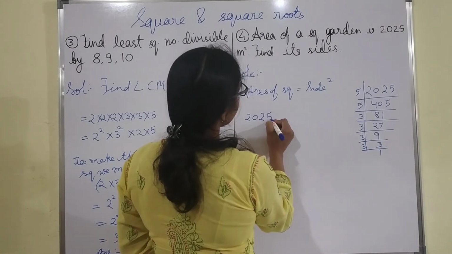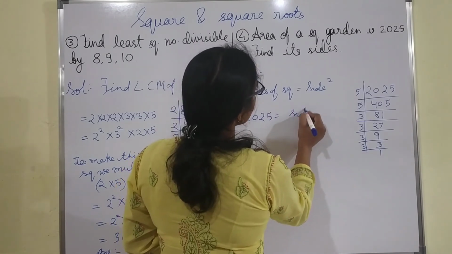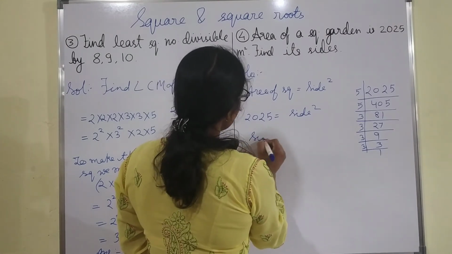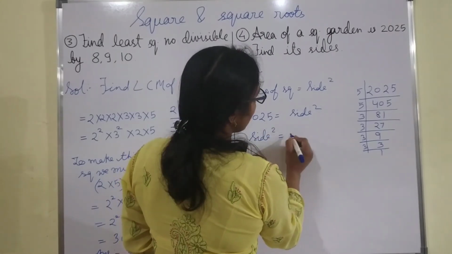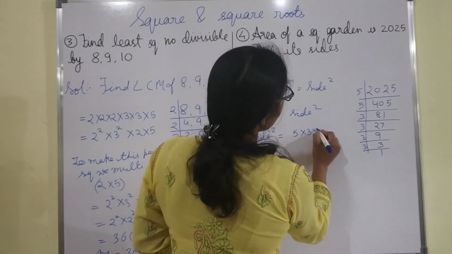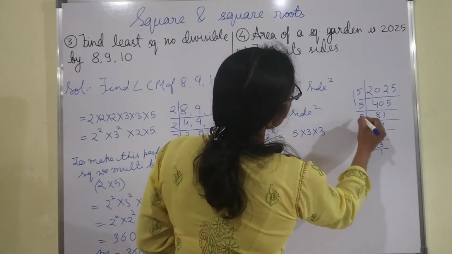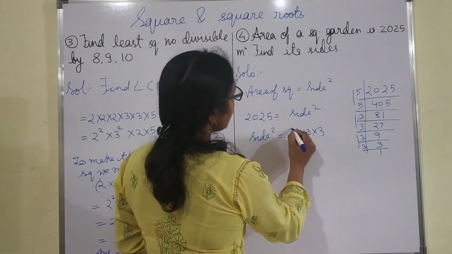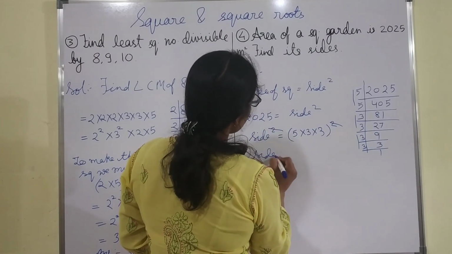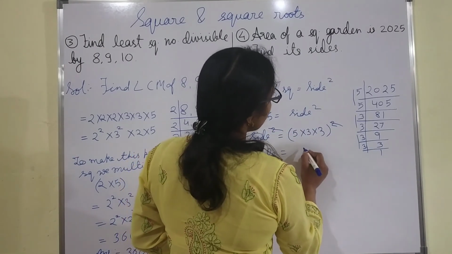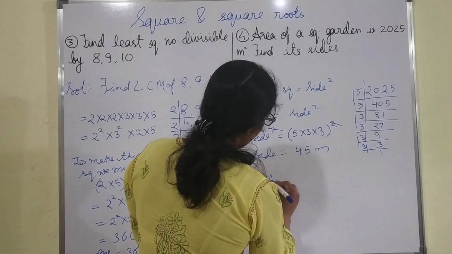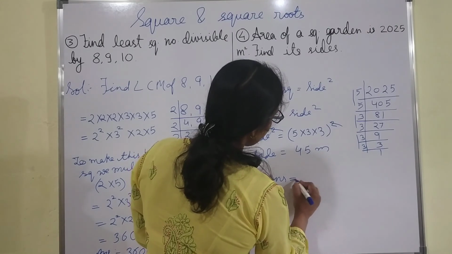So area 2025 equals side square. It is a square root. So side square equals 5 into 3 into 3, whole square. So side equals 15 into 3, which is 45 meter. So our answer is 45 meter.